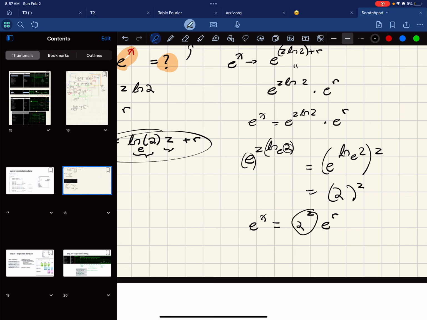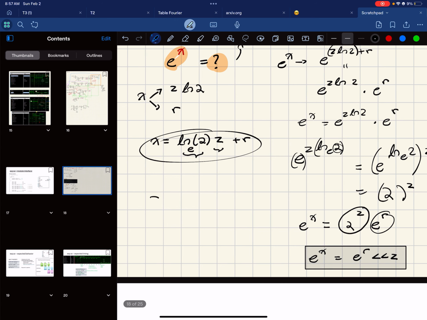Now, 2 to the z is nothing but shifting by z bits. So e to the x is really just e to the r shifted left by z. But what is z? Well, we take x and divide it by ln_e of 2, and that's going to equal z.